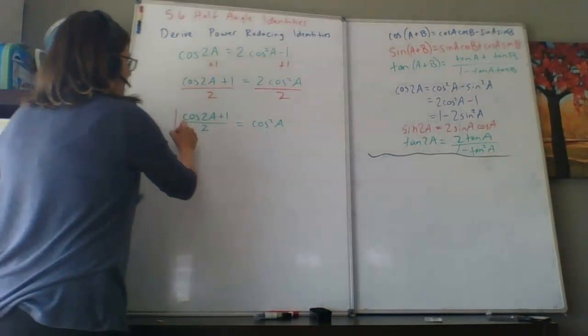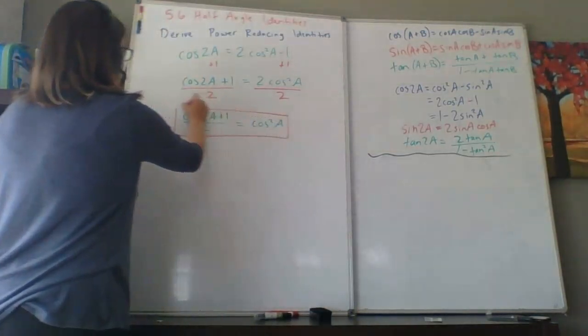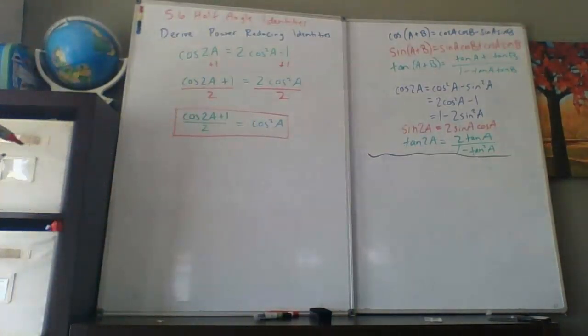This is a power-reducing identity for cosine, and in this course, we will not be using this exact identity. However, it is used in pre-calc and calculus. We will also be utilizing it to get our half-angle identities, which we will be using a lot in this course.